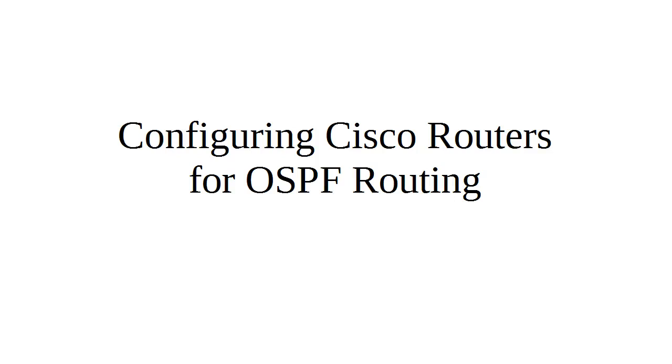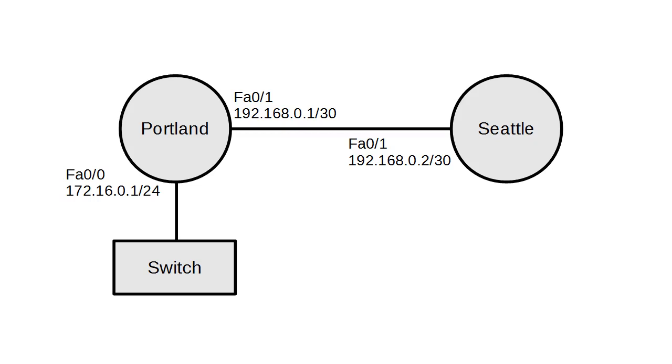I am going to show you how to configure Cisco routers for OSPF routing. So first of all, OSPF requires devices. We have two routers, the Portland router and the Seattle router, and you can see that they are connected to each other. The Portland router also has an additional interface that's connected to a switch, and there are multiple networks here, so I'm going to configure the Portland router first and then the Seattle router.